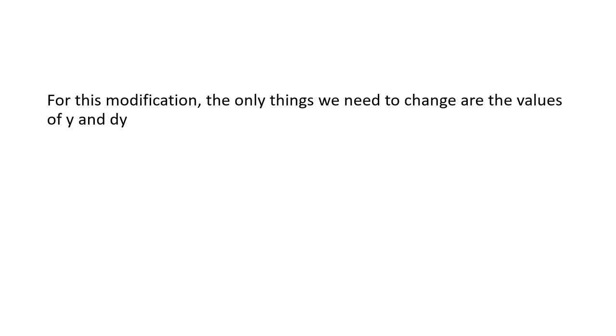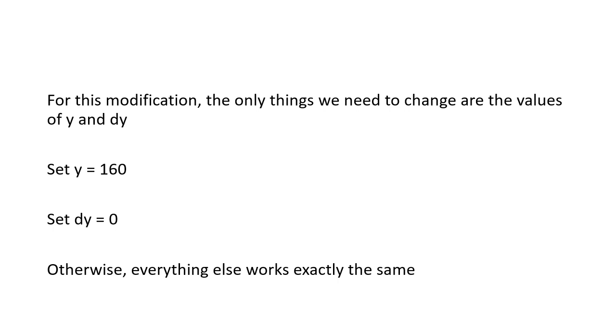So for this modification, the only changes we need to make are the values of y and dy. We set y to be 160 in our original portion of the program before the loop, and we set dy to be 0, and that way there will be no vertical motion of the square on the screen. It will just move horizontally across the screen toward the blue square. And other than that, everything else works exactly the same way.